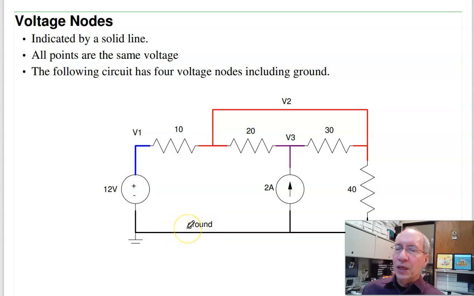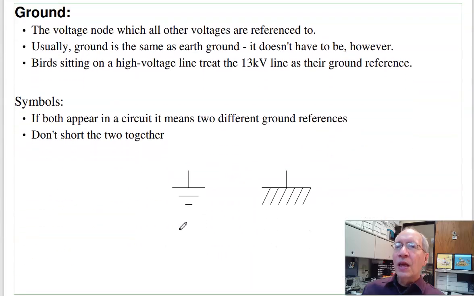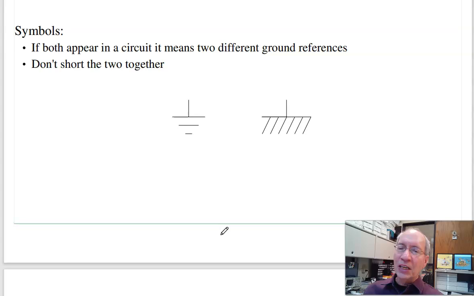One of them is ground. Ground is important. Ground defines what everything is relative to. Now, ground has 2 symbols. If you see a circuit with 2 different symbols, that's kind of warning you that there are 2 different ground references. They're not necessarily the same, such as the circuit ground might be different than earth ground. Ground, again, is important. If you think about birds on a high voltage line, they treat the 13,000 volts as ground. We treat the earth as ground. They're different. Short the 2 grounds together, the birds go poof. So you need to know what the ground reference is. In Circuit Lab, if you don't have a ground reference, it'll complain to you. You need that ground reference.